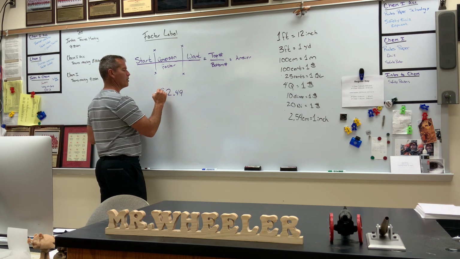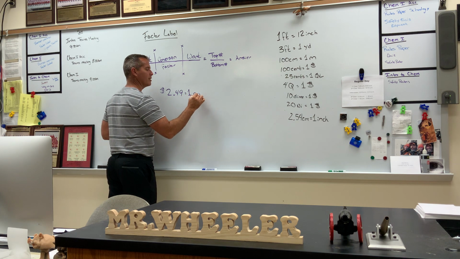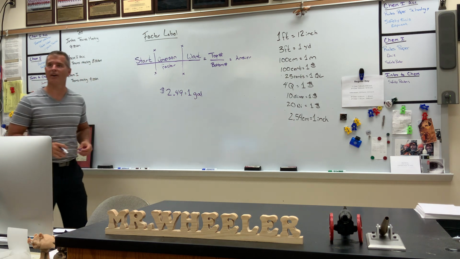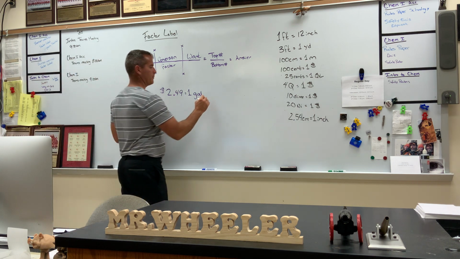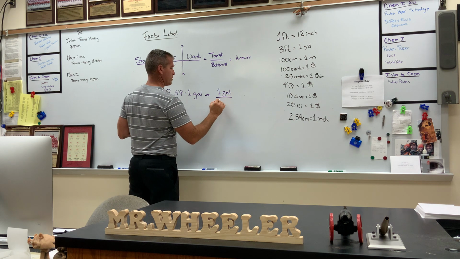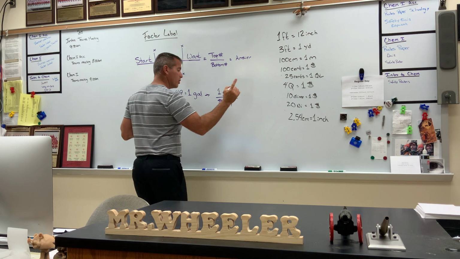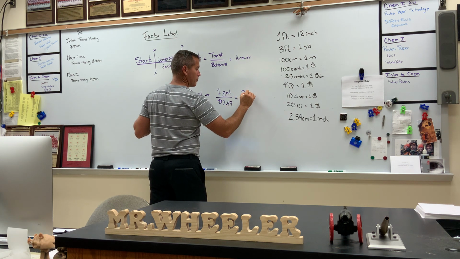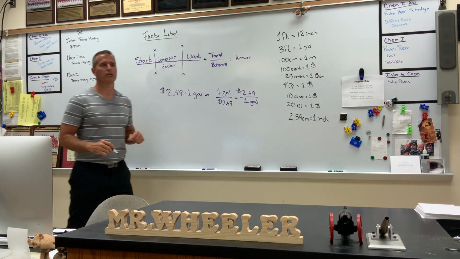So $2.49 equals 1 gallon of gas. It's a conversion factor. Two ways of writing this. We can say 1 gallon for every $2.49, which is also the same as saying $2.49 per 1 gallon.